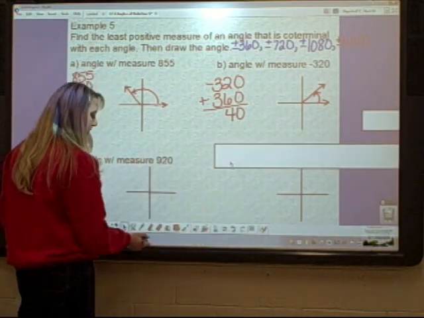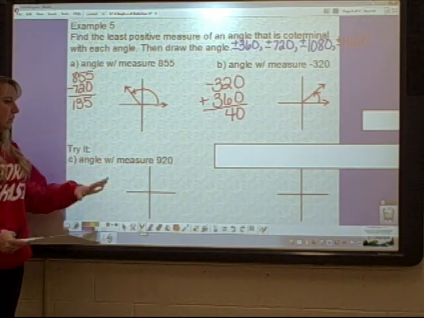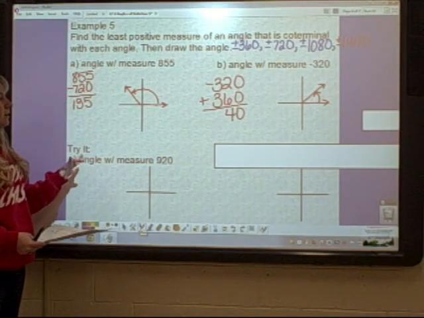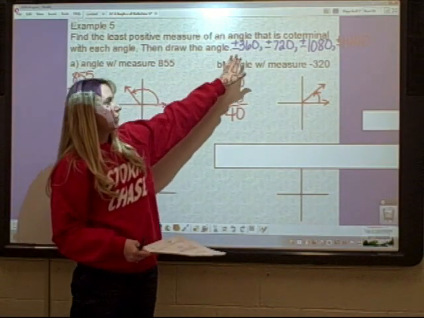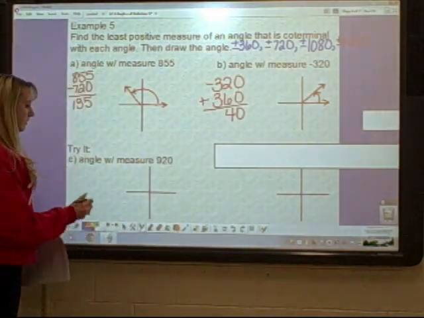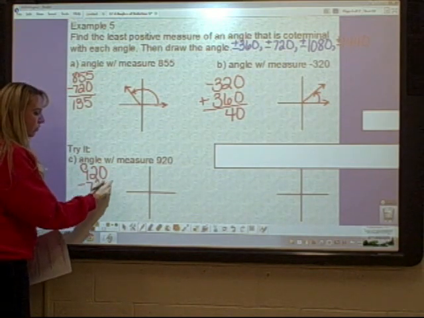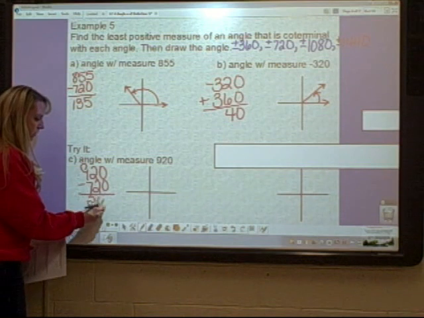So I look at this one. A measure of positive 920. We don't want to keep going around 360, 360. I'm going to look and see which number is closest without going over, which is 720. So I'm going to take the 920, take away 2 full rotations, and I end up with 200 degrees.